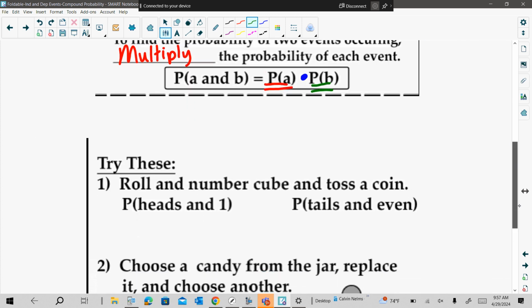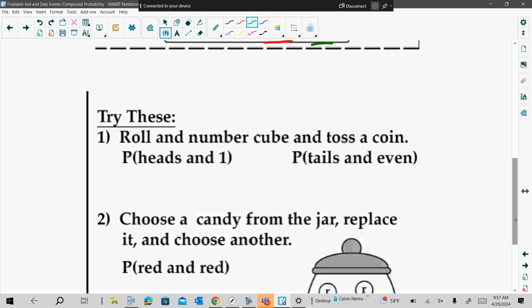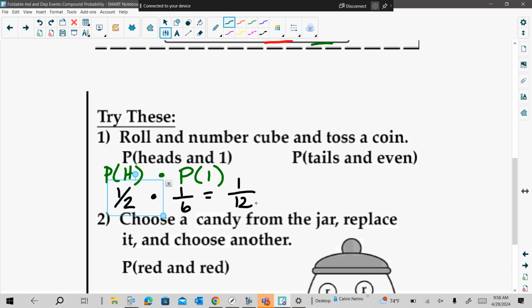In this scenario, the first one says you roll a number cube and toss a coin. So we do a probability of heads, I'm just going to put an H, times the probability of rolling a 1. What's the probability that you flip the coin and it's heads? 1/2. There we go. What's the probability that you roll a 1? 1/6. So we're doing 1/2 times 1/6, which would give me 1 out of 12. You just multiply the top numbers together and the bottom numbers together.